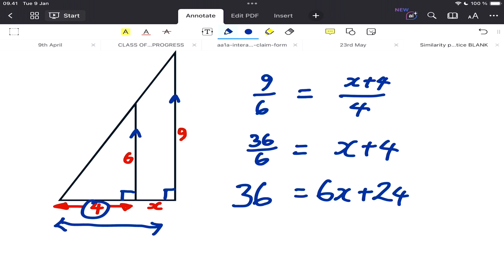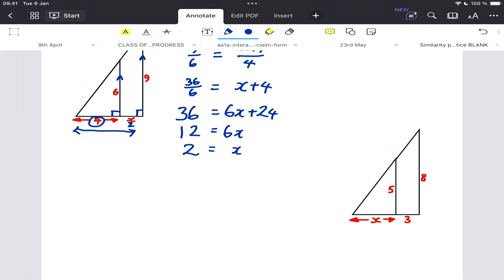So 36 equals 6x plus 24. Take away the 24 from both sides to get the 6x on its own. So 12 is equal to 6x. Divide everything by 6, x equals 2. So x equals 2 in this case, and that kind of makes sense in the context of the problem.